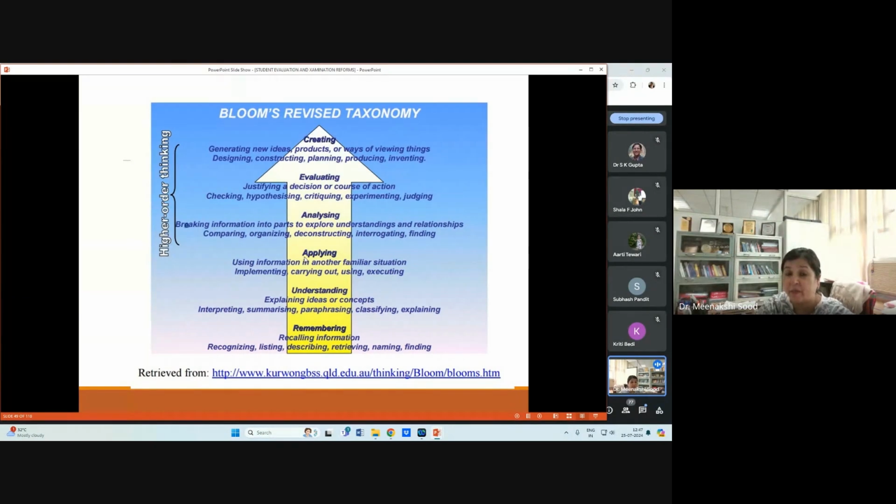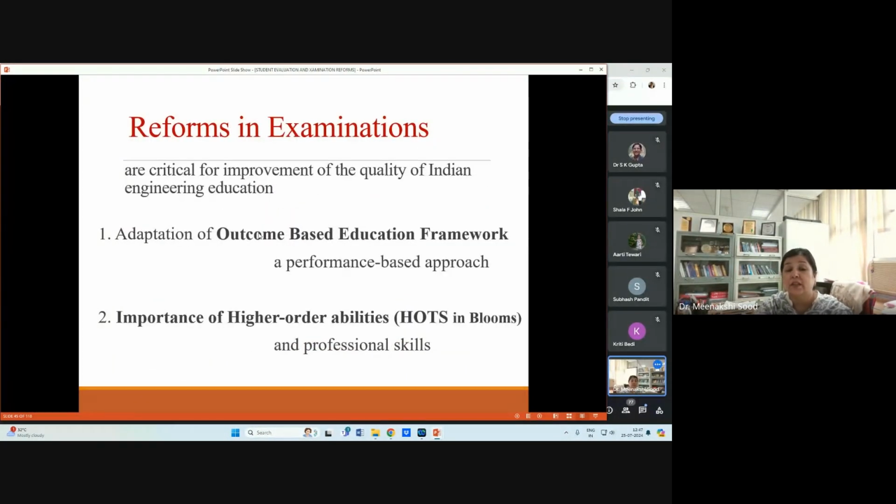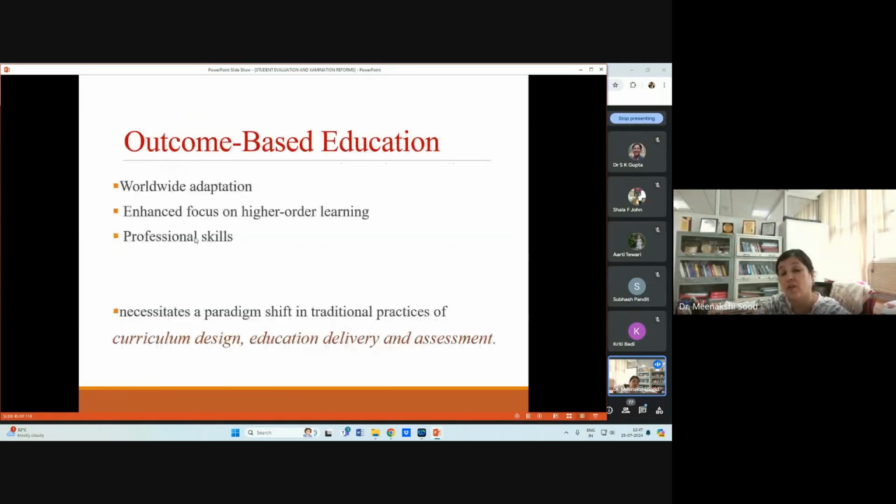So it is high time that we move in this direction in our teaching, in our evaluation, and in asking the questions. So this is the first and foremost part, that we have to understand the importance of the higher order abilities as per the Bloom's taxonomy. And as I said, the most important is the adoption of outcome-based education.